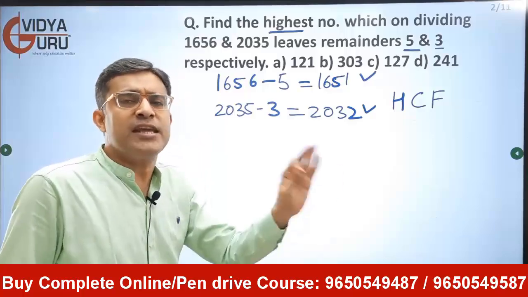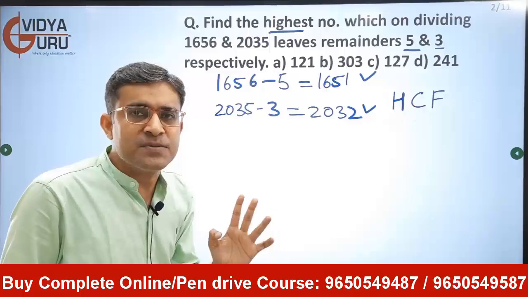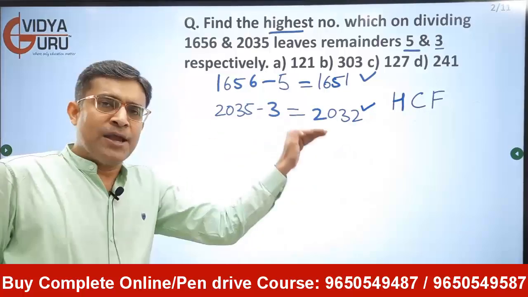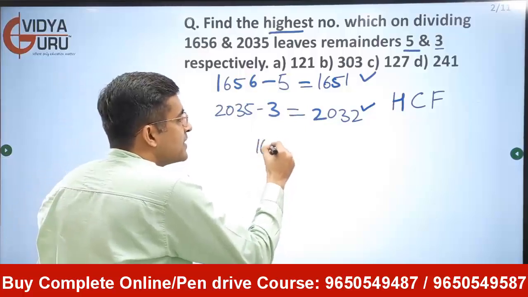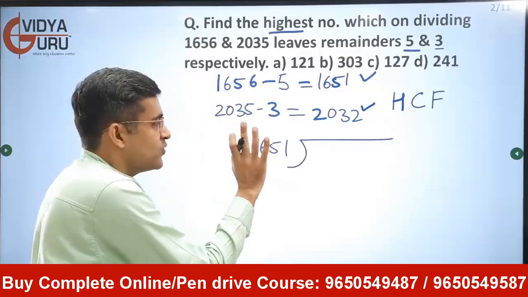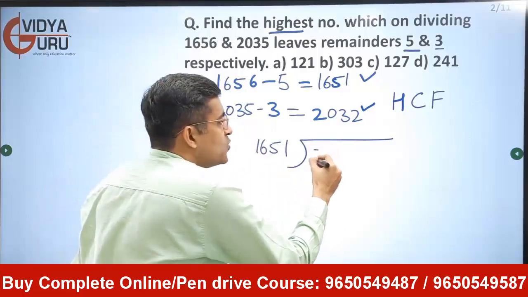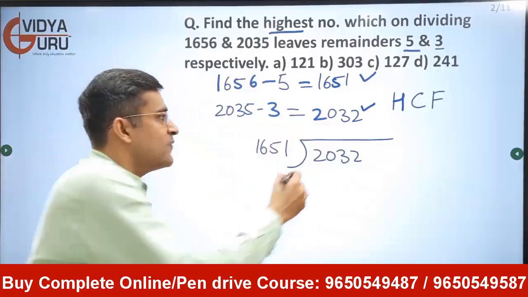First up, I'm going to teach you the long division method. After that, I will teach you the factorization method from the next question. Now let's find out the HCF. I've told you the long division method has to be understood. So now 1651, students, is the divisor and 2032 is the dividend. So let's follow it.